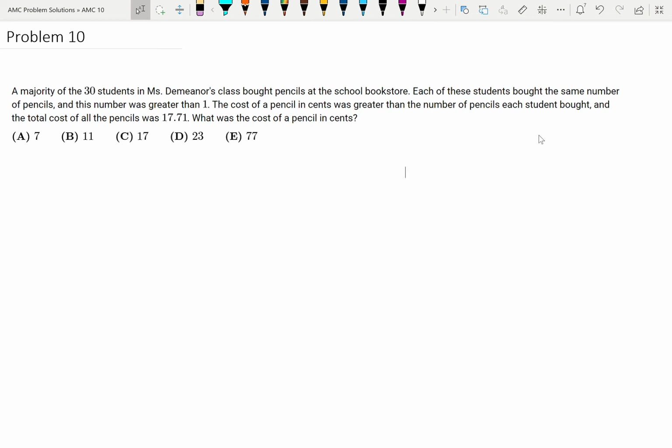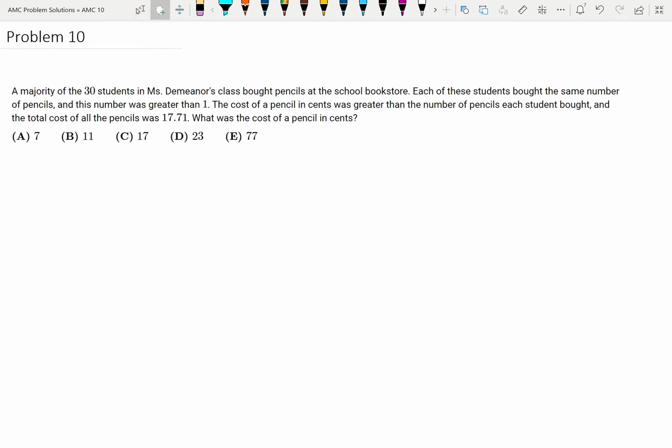A majority of the 30 students in Ms. Demeanor's class bought pencils at the school bookstore. Each of these students bought the same number of pencils, and this number was greater than 1. The cost of a pencil in cents was greater than the number of pencils each student bought, and the total cost of all the pencils was $17.71. What was the cost of a pencil in cents?